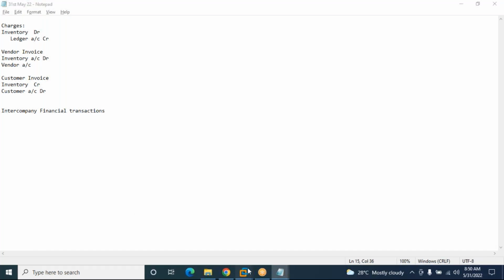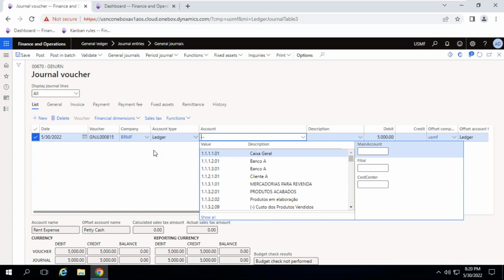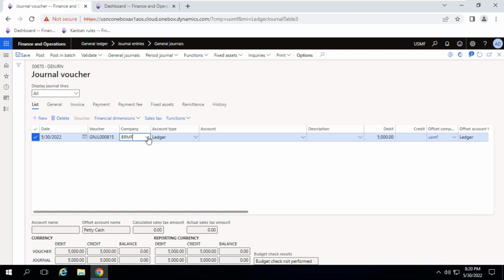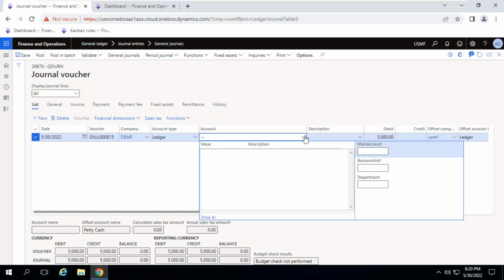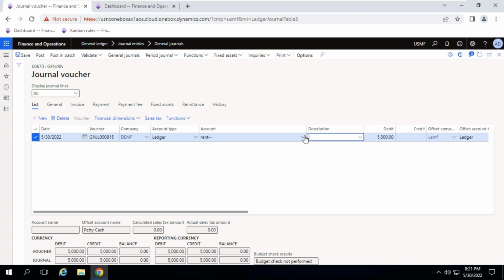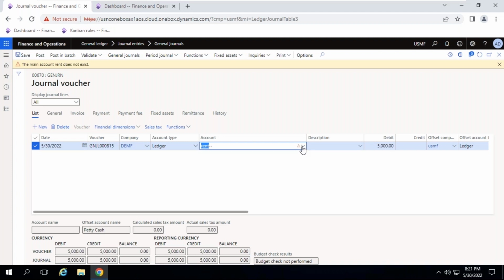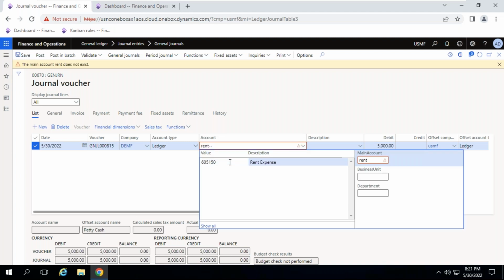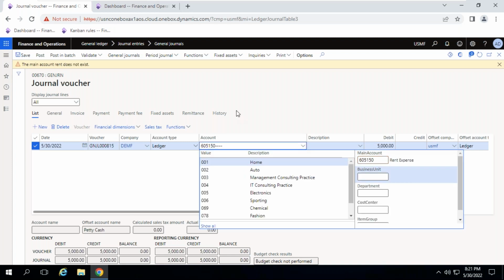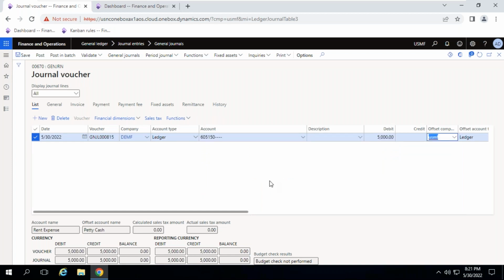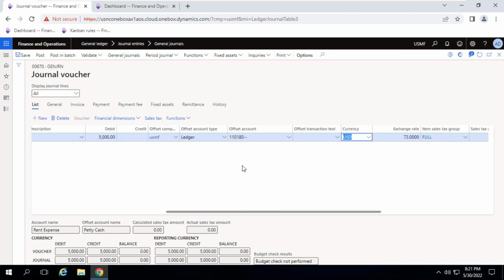Okay. Now, here you can select intercompany. So I'm selecting the DMF company, and I'm paying the DMF company rent amount. Okay, rent amount I'm paying. Fine, $5,000. Now let me post.